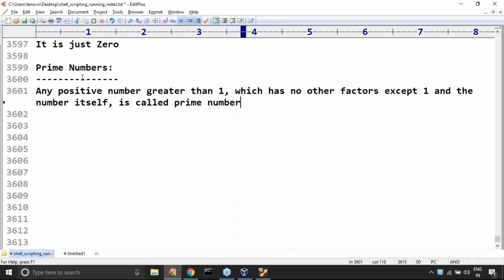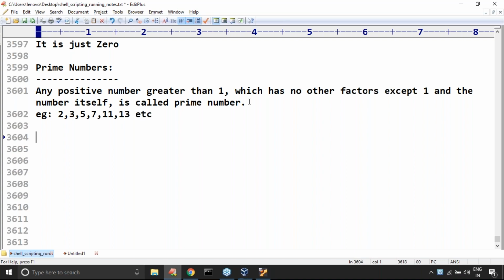So how many factors are there for a number which has no other factors except one and the number itself? Except these two factors we are not having any other factors. Such types of numbers are called prime numbers, right? Examples: 2, 3, 5, 7, 11, 13, etc. These are prime numbers, right?